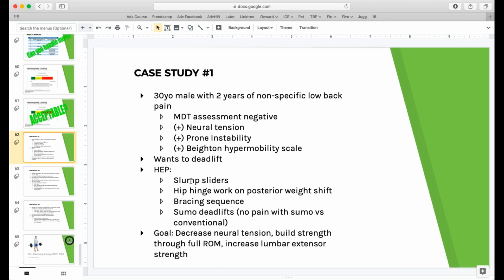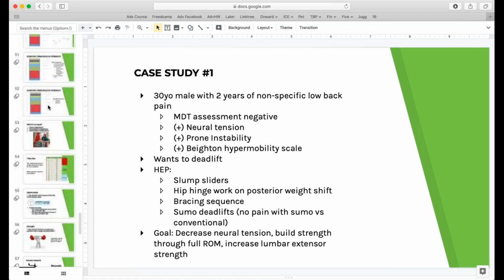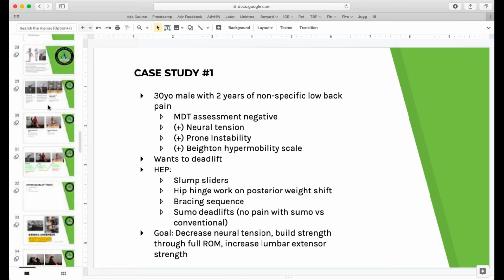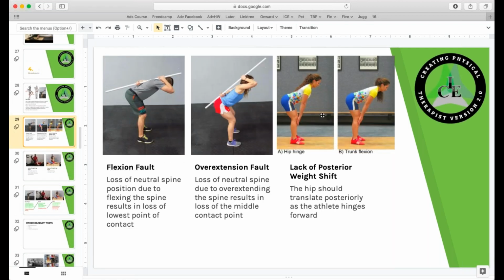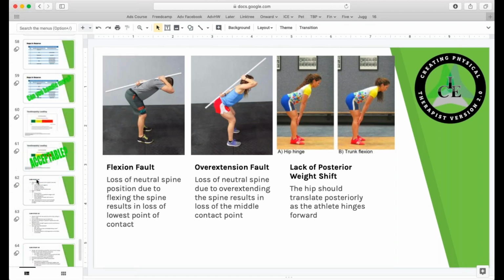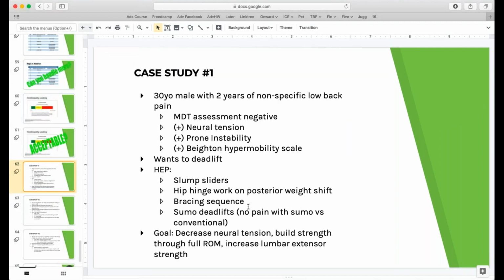And so for him, his rehab looked like this. We did slump sliders to work on that neural tension. We did a lot of hip hinge work to work on him doing a better job of posteriorly translating his weight, because if we went back to his hip hinge test, he looked like this on the far right. He just flexed his trunk forward. So we worked on his ability to posterior weight shift. We worked on his bracing sequence.